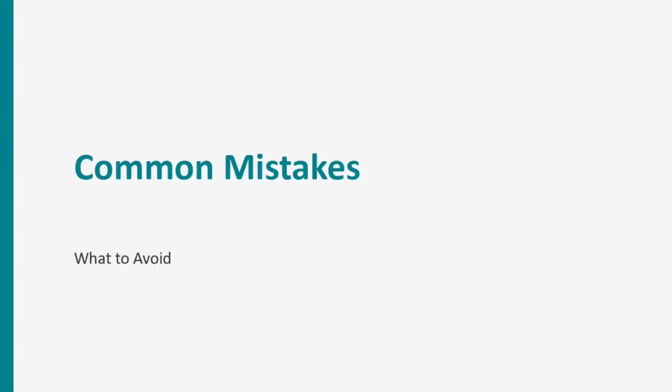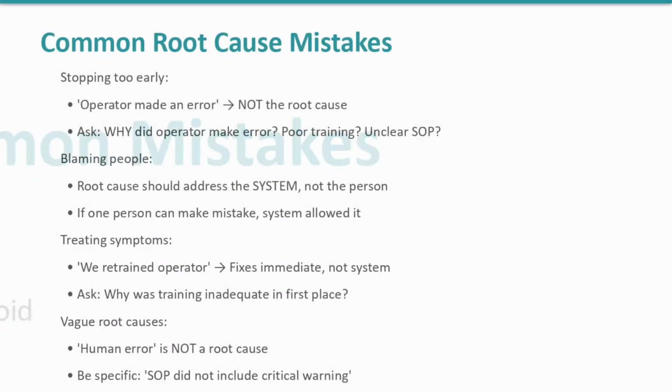Common root cause mistakes include stopping too early. For example, saying the operator made an error is not the root cause. Ask why did the operator make an error? Was it poor training? Unclear SOP? Rush timeline? Another mistake is blaming people. Root cause should address the system, not the person. If one person can make a mistake, the system allowed it.